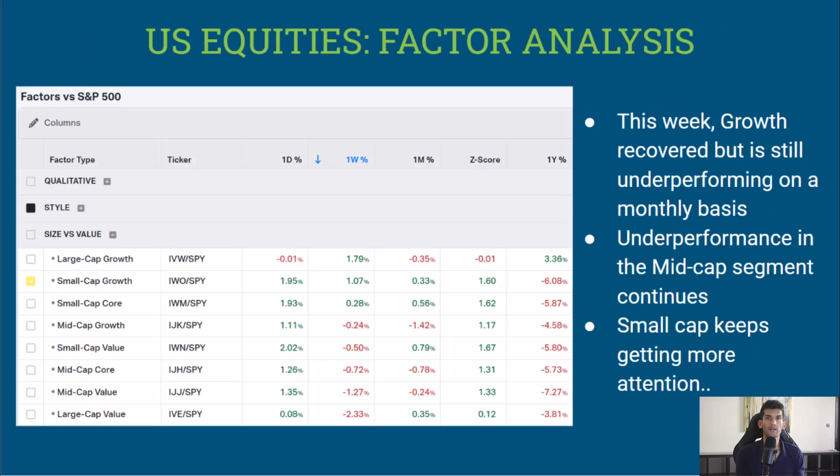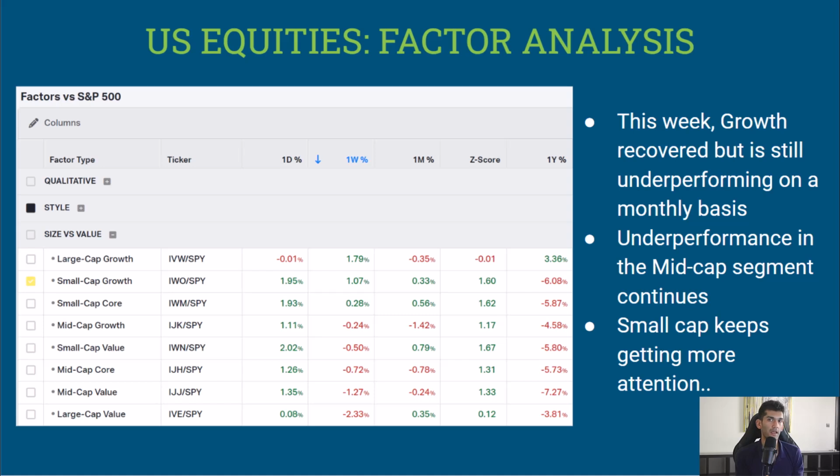Looking at the US equities a bit more in detail, let's try to figure out which factors have been doing well and which ones have underperformed. When we talk of factors, we are referring to large cap versus mid cap versus small cap, or growth versus value, or even a combination of all of them. So this week, we can see that growth has recovered, but it's still underperforming on a monthly basis.